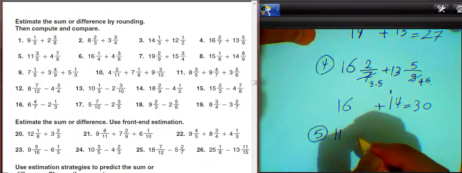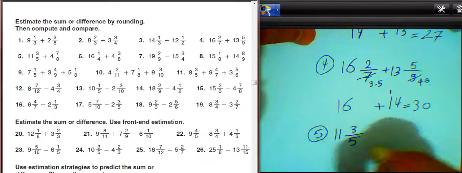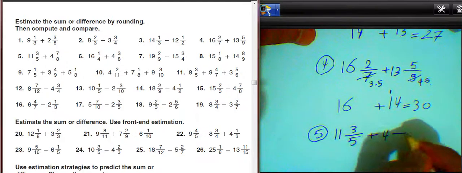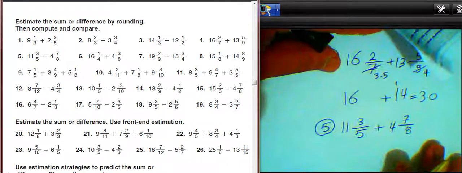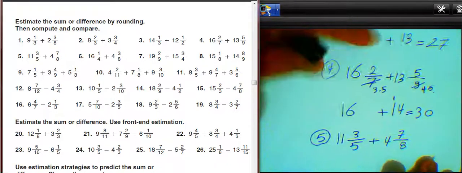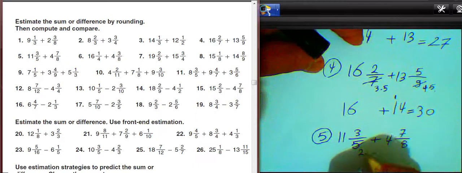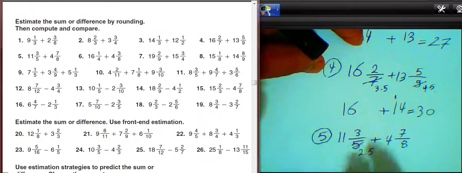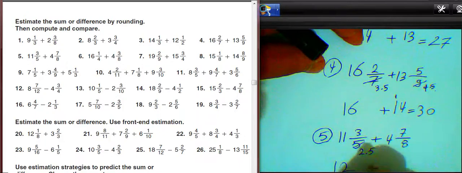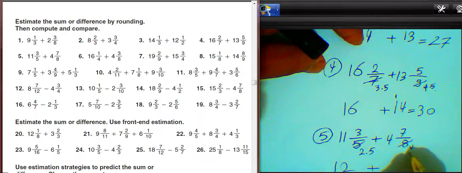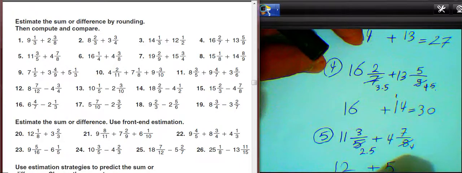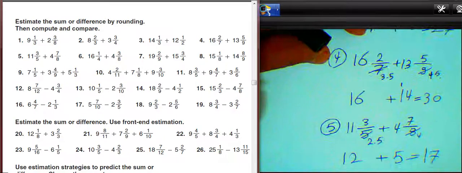Next question. 11 and 3 over 5 plus 4 and 7 over 8. Who can solve it? Half of 5 equals 2.5. Is 3 less than or more than that? So we can give 1 to 11. This number is nearest to 12. And half of 8 equals 4. 7 is more than 4. So 4 and 7 over 8 is nearest to 5. Then 12 plus 5 equals 17.